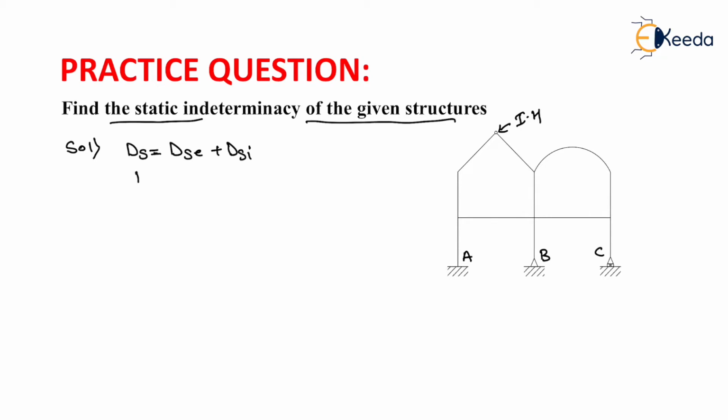Now for the determination of external static indeterminacy, the formula is R minus S, where R is the number of support reactions and S is the number of equilibrium conditions. Always in case of a frame, the equilibrium conditions will be 3.